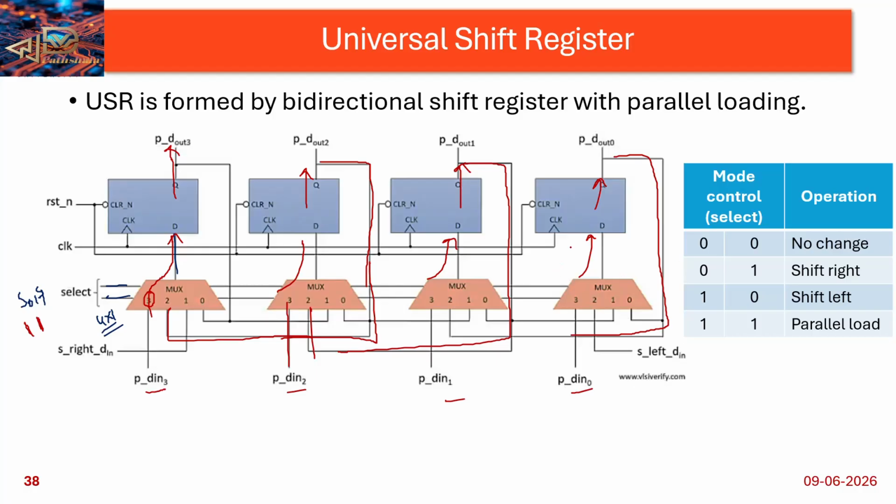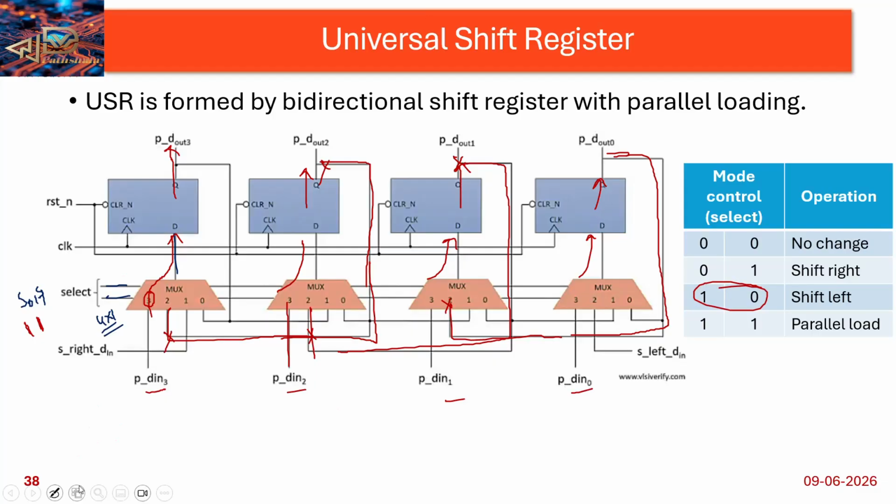Again, see how I am connecting here. The first output is connected to the second input, and then the second output is connected to the third input. The third output is connected to the fourth input. Then it is doing the left shift operation. So for 1 0, left shift operation is what it is doing.